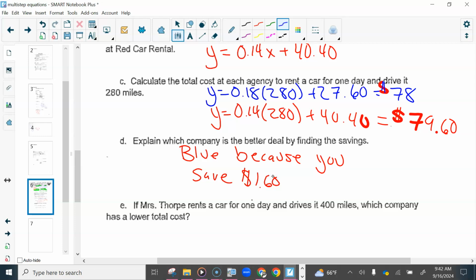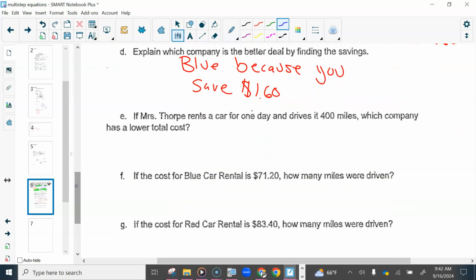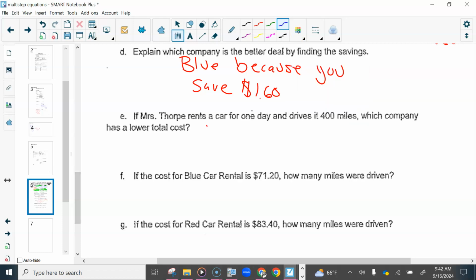Then E, F, and G take, E is similar, but F and G are a little different. So if the store rents a car for 1 day and drives it 400 miles, which company has a lower cost? So you're going to do the exact same thing, put 400 in instead of the 280.